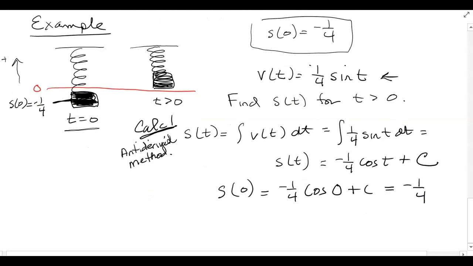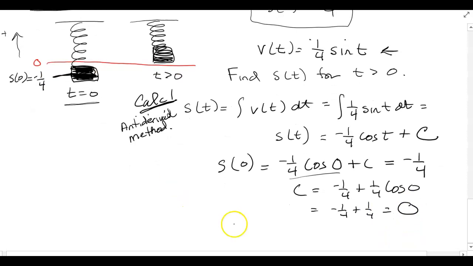And I could work that out. I could do some math. So c would be equal to negative 1/4, and I'm going to move this over to the other side, plus 1/4 cosine 0, which is negative 1/4 plus 1/4, and that's 0. I get c equals 0, which then tells me s sub t is negative 1/4 cosine t plus 0.